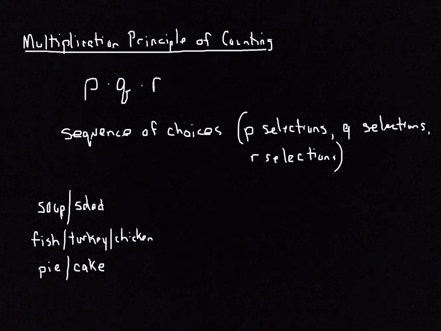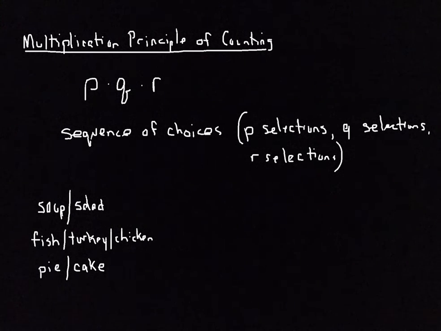The next thing that we have is the multiplication principle of counting. The multiplication principle of counting is a sequence of choices P times Q times R, where you have P selections, Q selections, R selections. So I just have an example down at the bottom. Let's say that for dinner you could have a soup or a salad. And then for your entree you could have fish, turkey, or chicken. And then for dessert you can have pie or cake. How many different ways are there to make up this decision?